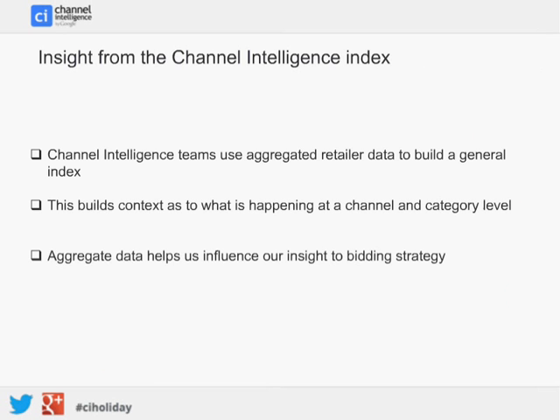So we aggregate data across our retailer customer base. So all of this is anonymized, of course. And we think that this provides helpful context for our clients and for you today as to what's happening at a retailer level, at a channel level, at a category level. We even, for our retail clients, will show for very small sets of SKUs what's happening across our index when retailers have common assortments. So we use this aggregate data to help influence insights into bidding strategy, of course, and so I hope that you find this helpful.